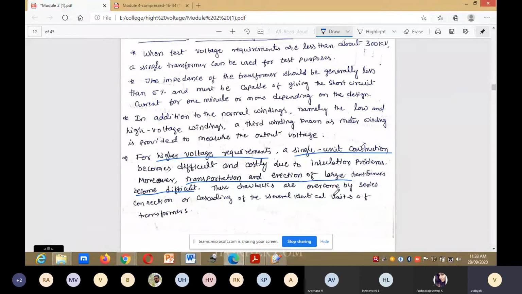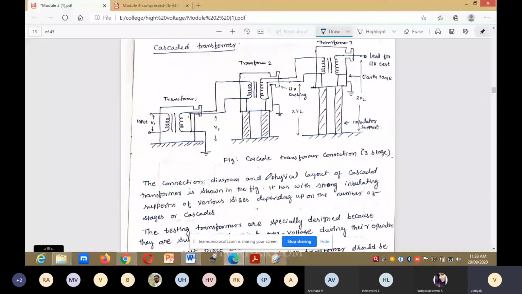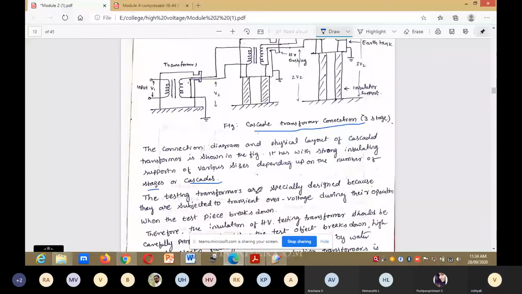These drawbacks are overcome by series connection or cascading of several identical units of transformers. First, the cascaded transformer. This is the connection diagram and physical layout of the cascaded transformer. It has strong insulating supports of various sizes depending upon the number of stages or cascades.